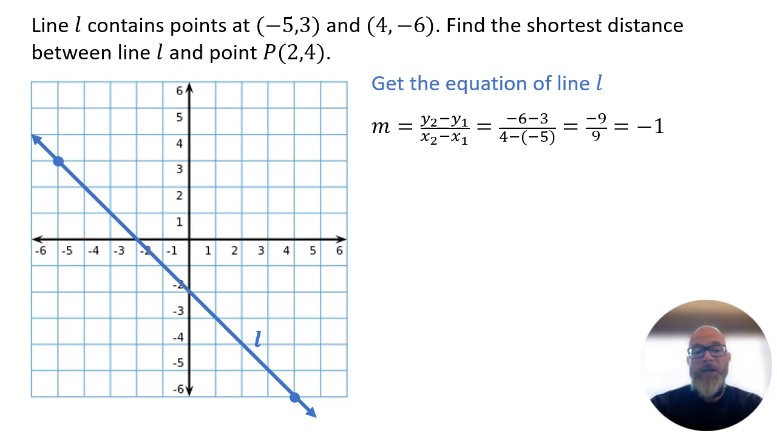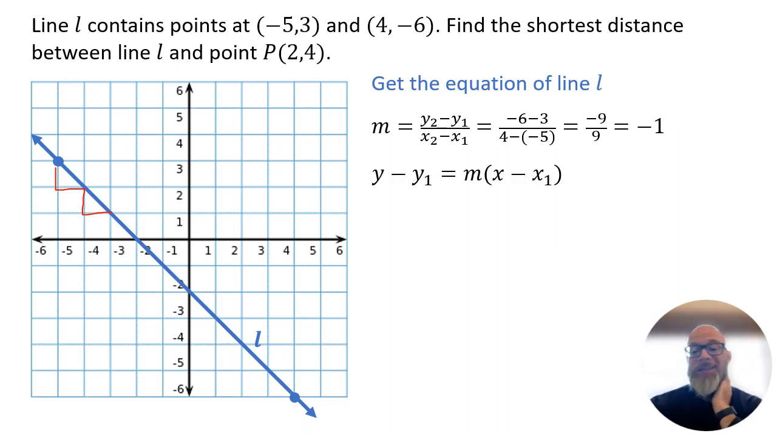You can check to see if you're right by looking at the graph. Does it look like the graph has a slope of -1? Sure it does, right? Look over here. If I go down 1, I go over 1, down 1, over 1. Okay, that's clearly a slope of -1.